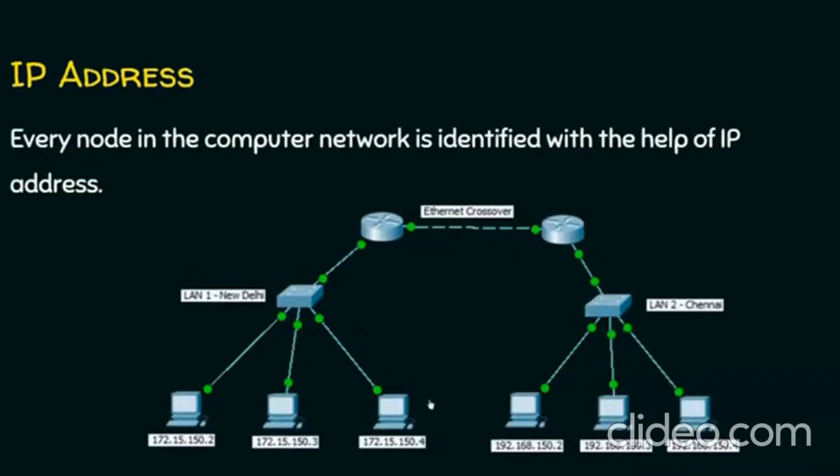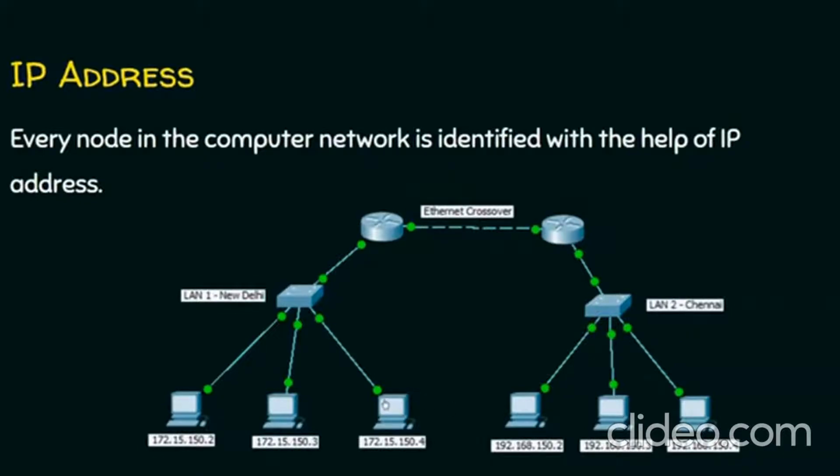If you take this scenario, this is a local area network which is in New Delhi, and this is another local area network, this is in Chennai. Suppose I take this computer and place it in the local area network of Chennai, and I want this newcomer to participate in the local area network in Chennai. I can simply remove this IP address and assign an IP address in this range. For example, this computer is assigned 192.168.150.2, and this is 150.3 and this is 150.4.